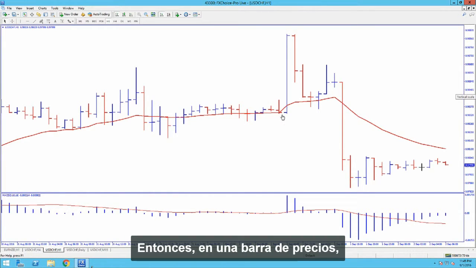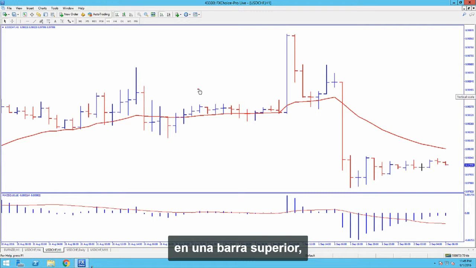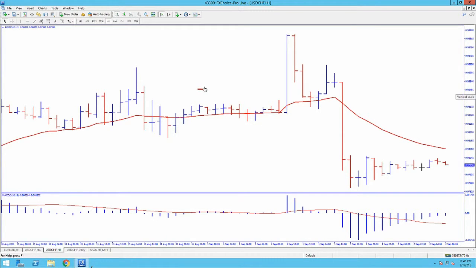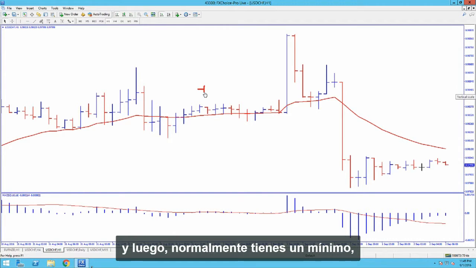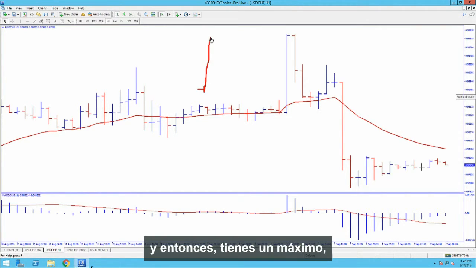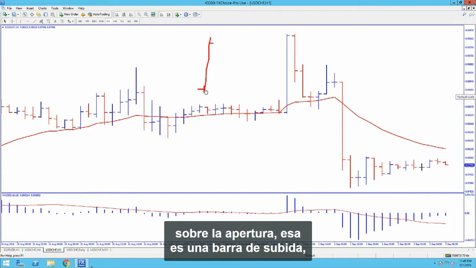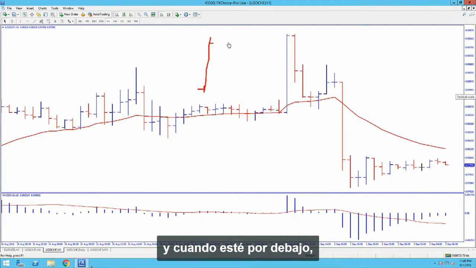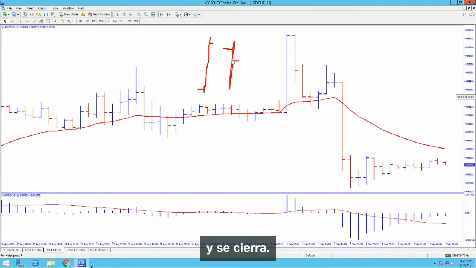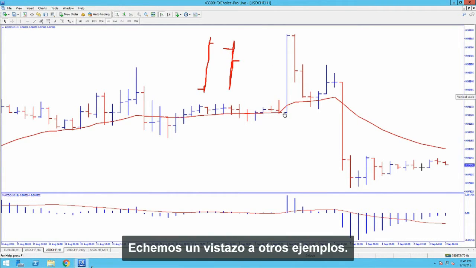So in a price bar, on an up bar, you have the open, and then you typically have a low, and then you have a high, and then a close. So wherever the close bar is above the open, that's an up bar, and whenever it is below, that's a down bar. For instance, we can have an open, market goes up, market comes down, market comes up, and closes. Still a down bar, open, close. Let's take a look at some examples.